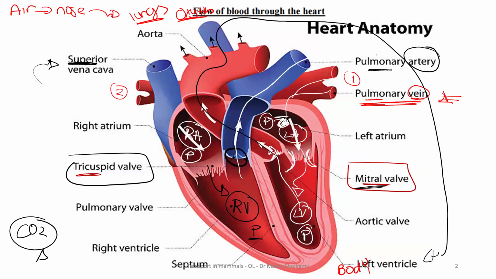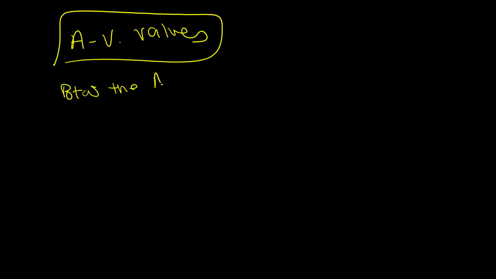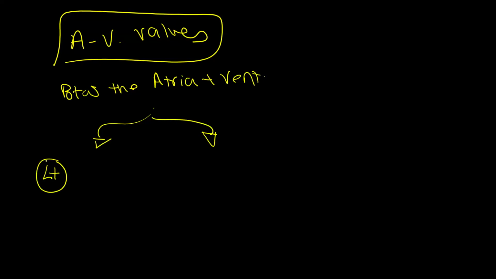The valves. I have 2 sets of valves. Again, I'll say it for the last time. I have atrioventricular valves. From the name, these are valves found between the atria and ventricles. And they are of 2 types. What are they? The one on the left side of the heart, what is it called? Mitral. Yes, correct. Mitral or the bicuspid.